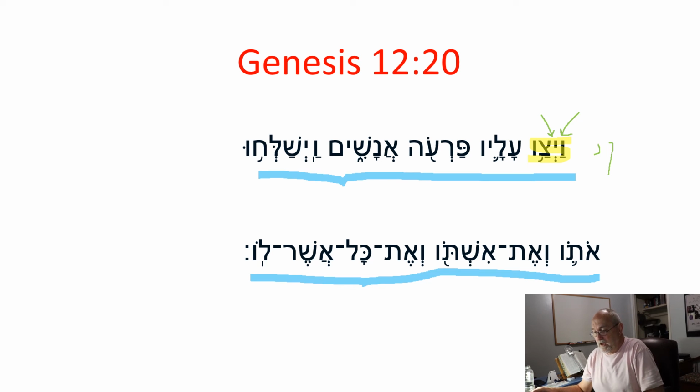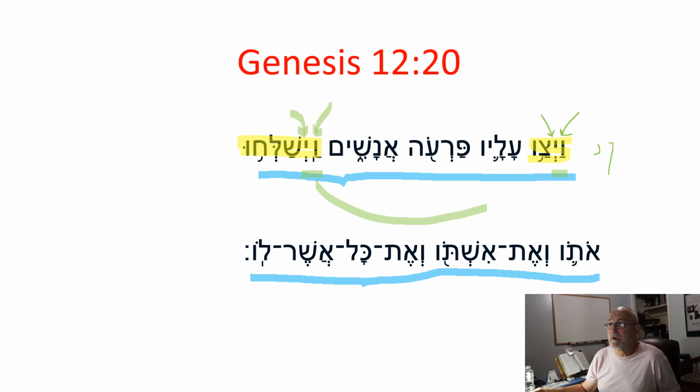And the other verb is right here. You see it is a conversive because the first two letters you see are the wa, yod. Just like here and here, they are the same. And so he sent them, past tense, historical narrative.